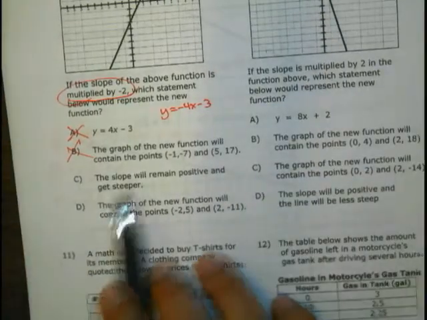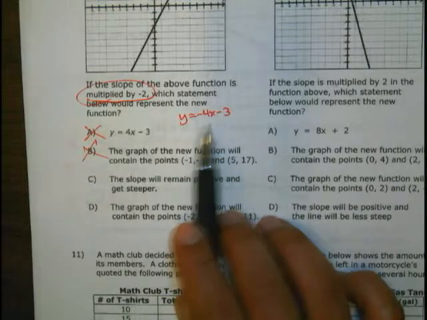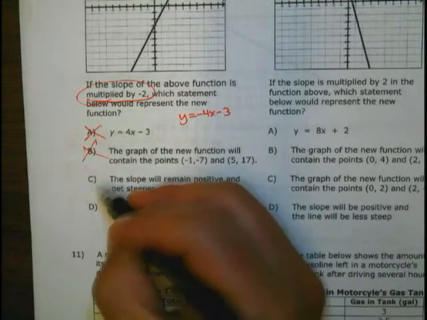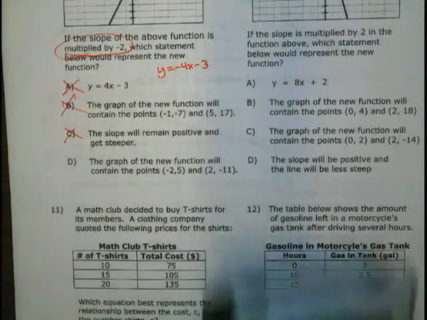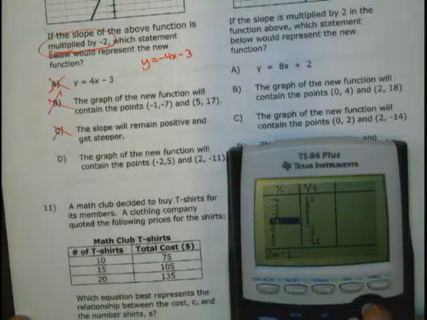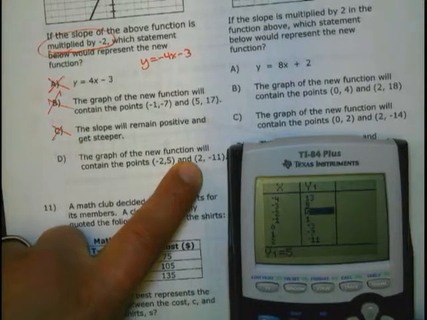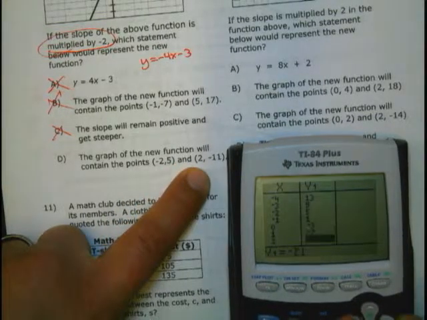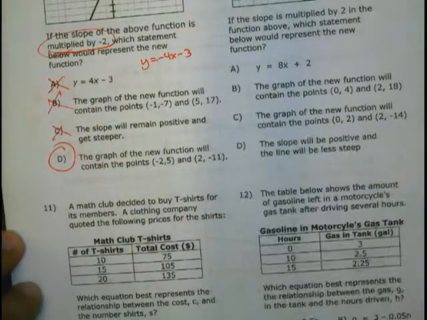This one says the slope will remain positive and get steeper. Well, the slope became negative because you see the negative 4 in front of the x. So that's not right. And then the graph will contain the new points. Let's see if that's true. So you see negative 2, 5 is there. And now let's see if it has 2, negative 11. It does too. So this is my correct response for that one.